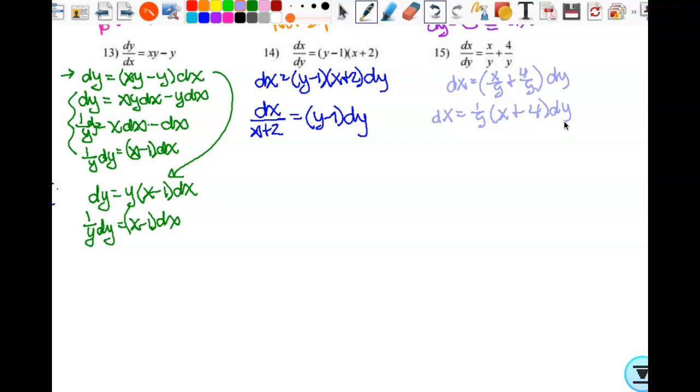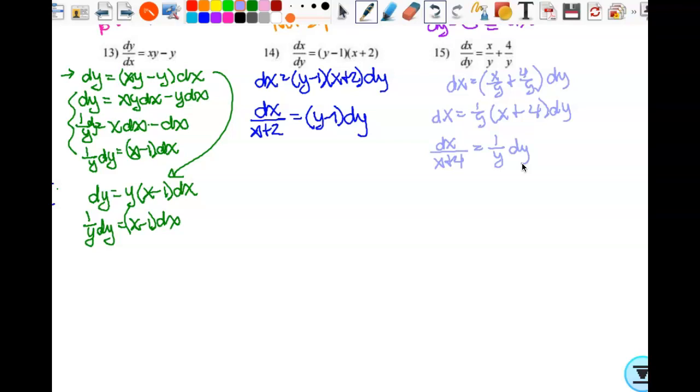Now what can I do? Divide by x plus 4. dx over x plus 4 equals 1 over y dy, or dy over y. Any of those work. Okay.